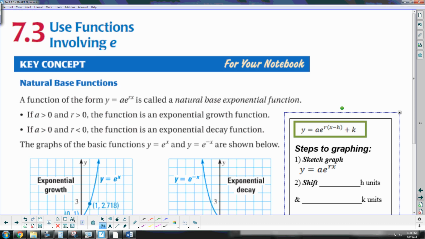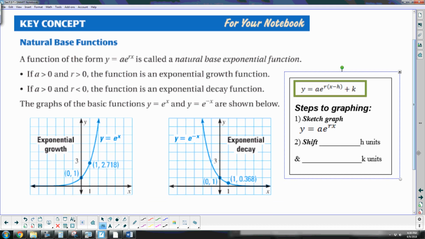All right, now let's look at these functions involving e. So when we graph these, it's not really any different than how we've done it with a variable, except that now it's not a variable, it's a constant term, so we can actually plot these points. So a function of the form y equals a times e to the rx power is called the natural base exponential function. So in this exponential function, a has to be greater than 0 and r has to be greater than 0. And if that's true, then it's an exponential growth function.